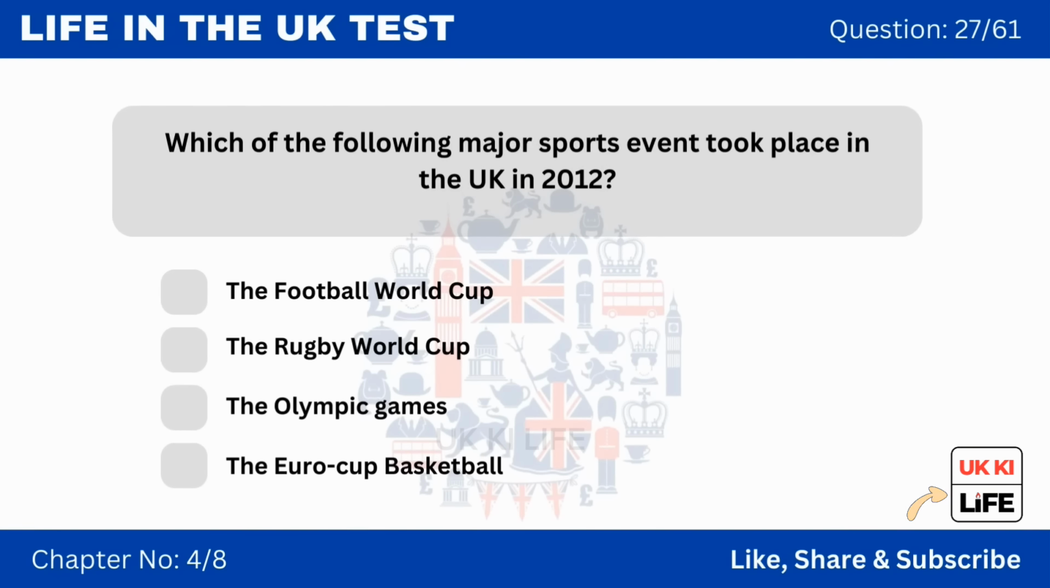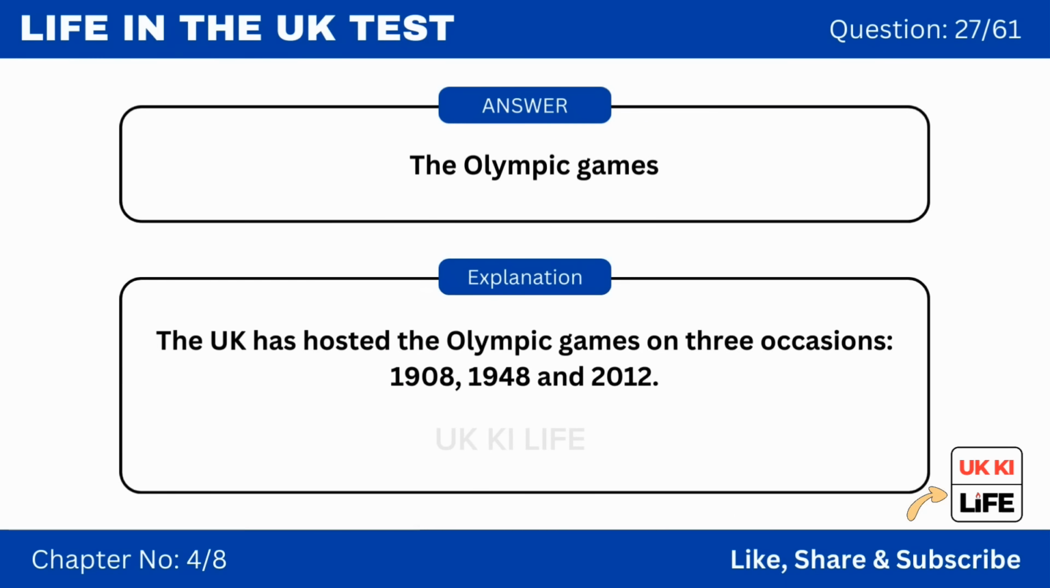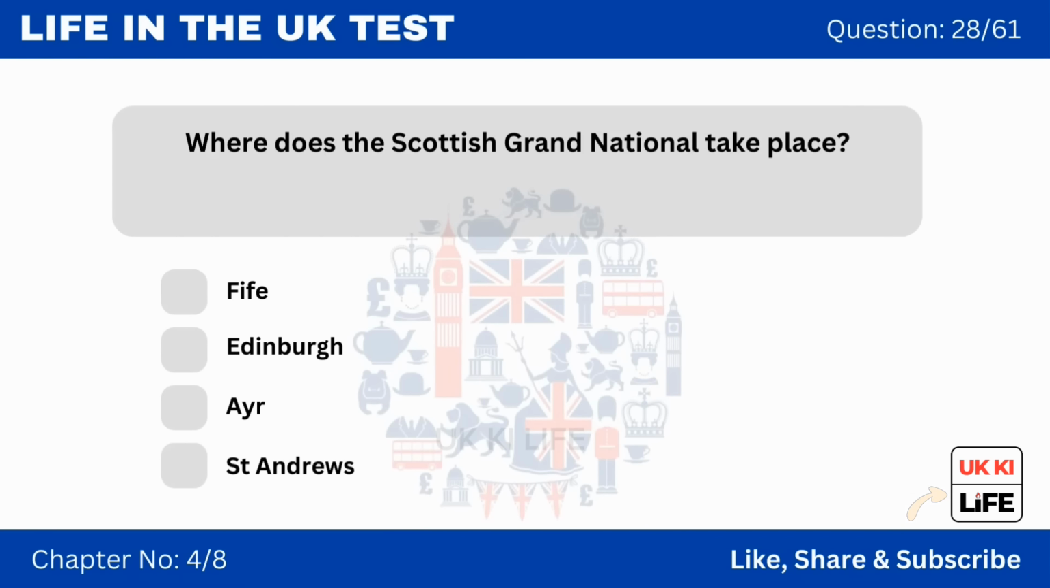The correct option is C. Explanation. The UK has hosted the Olympic Games on 3 occasions: 1908, 1948 and 2012. Question 28. Where does the Scottish Grand National take place? Fife, Edinburgh, Ayr, St Andrews.